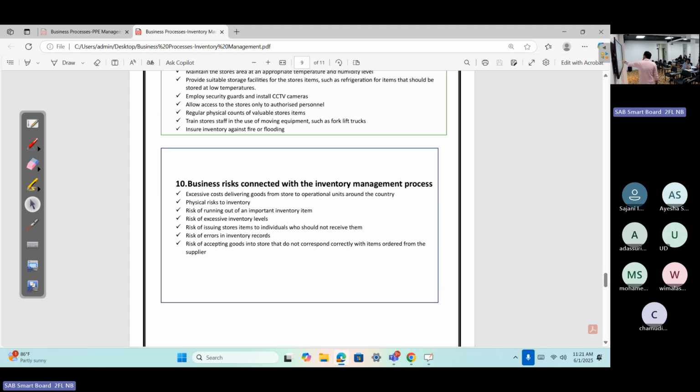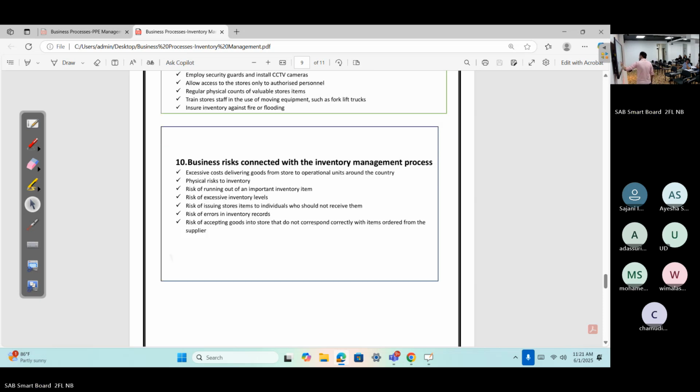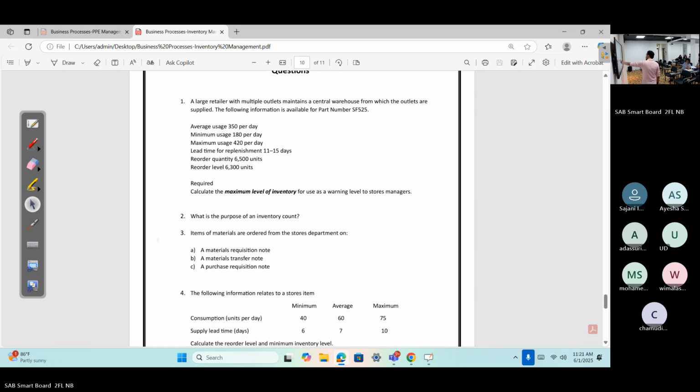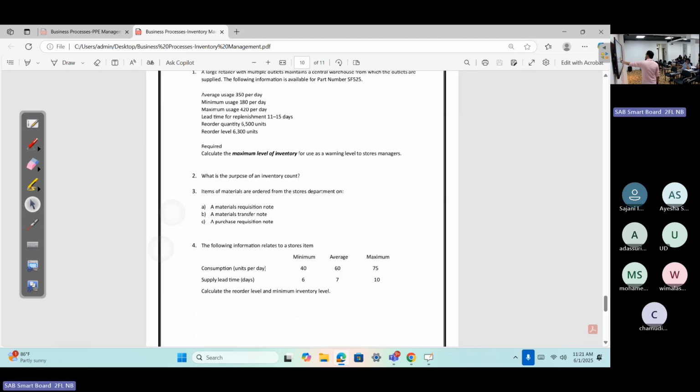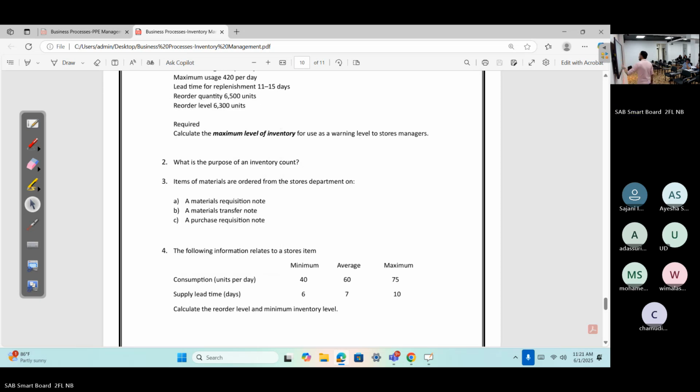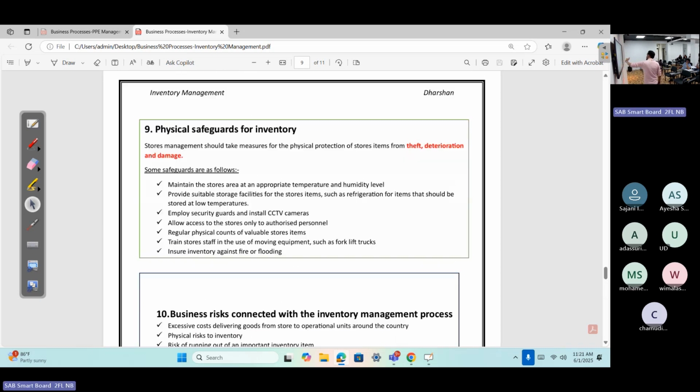Risk of issuing store items to individuals who should not receive them. Risk of errors in inventory records, bin card errors, difference between physical and records. Risk of accepting goods into store that do not correspond correctly with items ordered from the supplier. So with that, inventory is over.